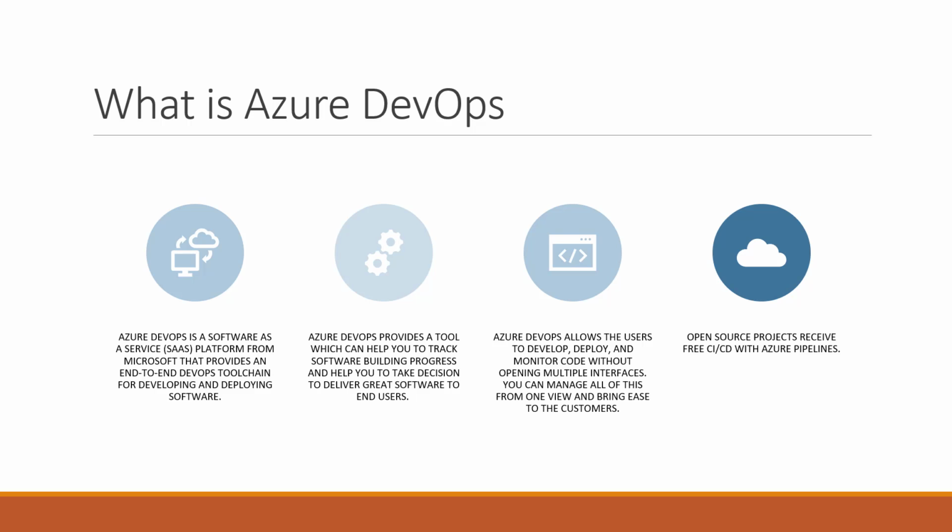With Azure DevOps you can find all of these in a single place, a single hub where you can achieve all these activities. And lastly, and most important, open source projects receive free CI/CD with Azure Pipelines. That means if you have an open source project that is public, continuous integration and continuous delivery with Azure Pipelines is free of cost. These are the basic important functionalities that Azure DevOps services give you.